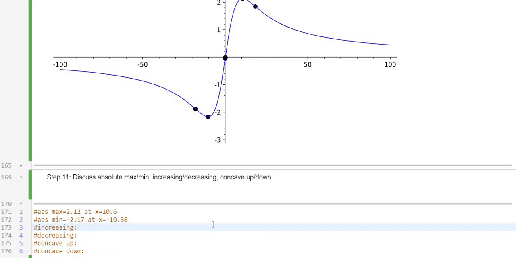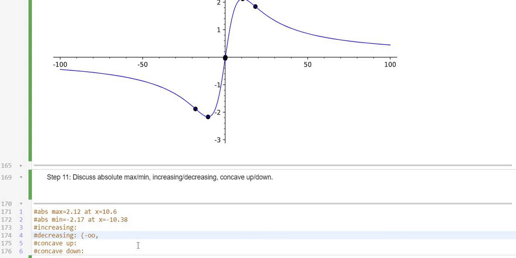All right, where is this thing increasing and decreasing? I'm going to start here at the left side and just go along from left to right along the x-axis. So right here, the function is going down. So it's decreasing, starting over at negative infinity, which I'll go ahead and abbreviate with these double O's to make a little infinity looking thing.